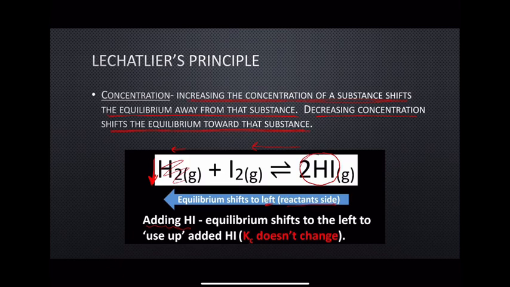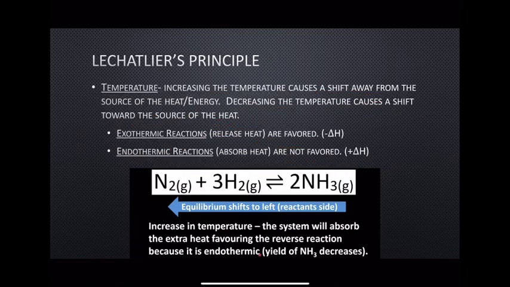Just to revisit the HI. If we increase HI, if we have too much HI, that HI instead is going to be used to make more H2 and I2. Okay? And so that's why it's shifting this way. We're trying to balance it out. The goal is to get to equilibrium. Remember what that term means. It means balance. It means same. Okay? And so think of what that looks like.